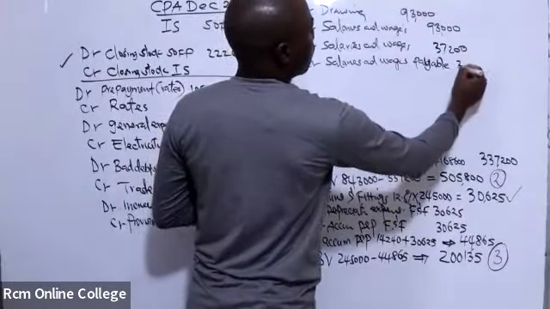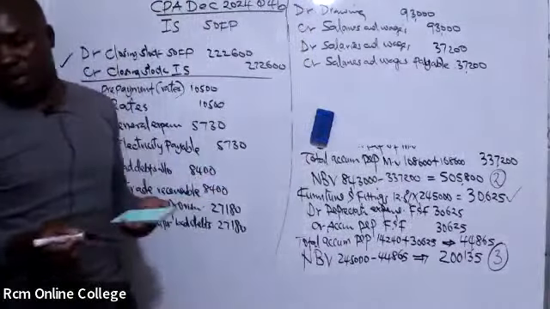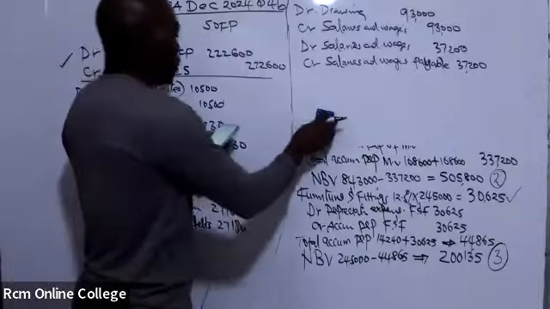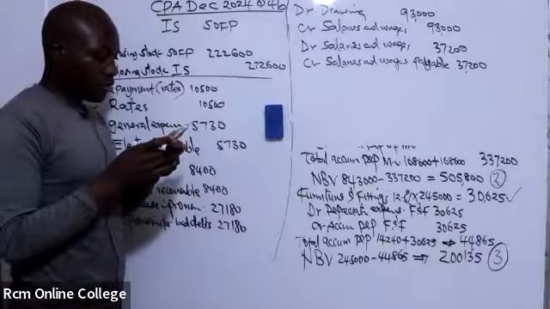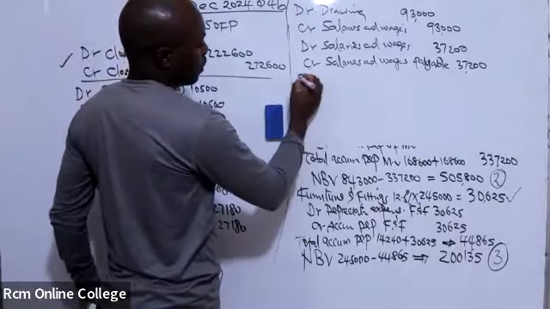37,200. Is it possible we get the net amount in advance? Yes. Let us look at the opening salaries balance. Salaries and wages. I have 933,000.